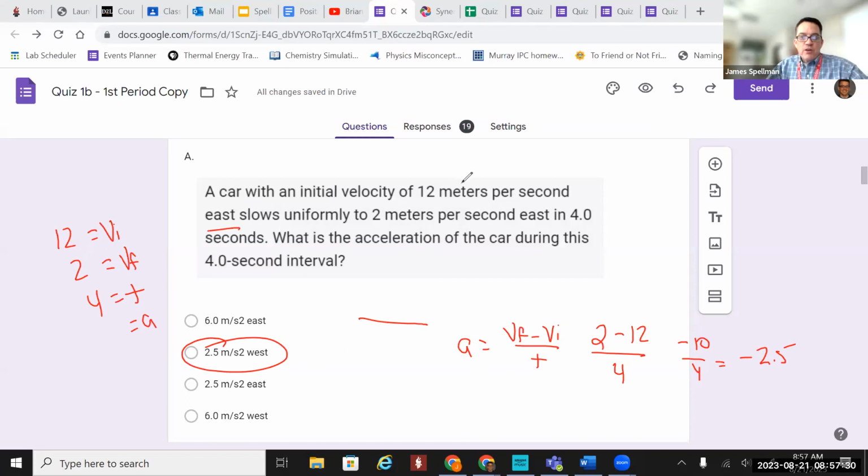So again, direction matters with acceleration. Since the car is moving to the east, if this was accelerating to the east, it would be getting faster. It's actually accelerating to the west, so that's going to cause it to end up getting slower.